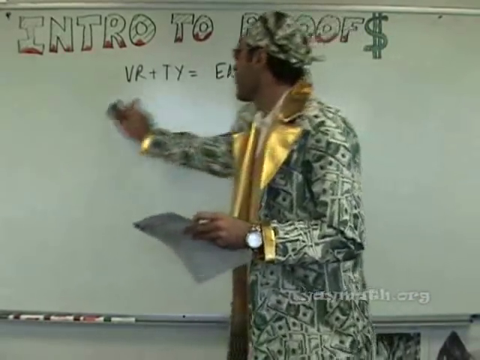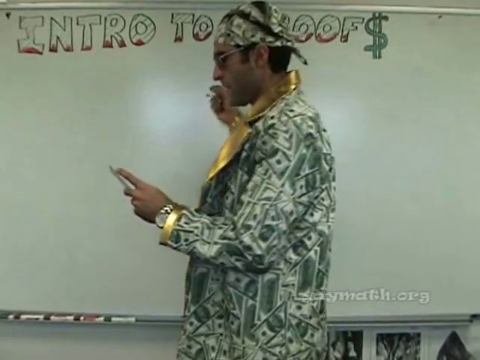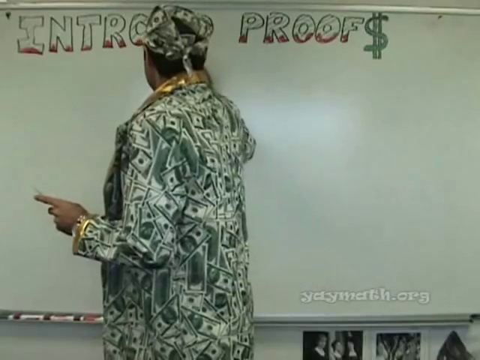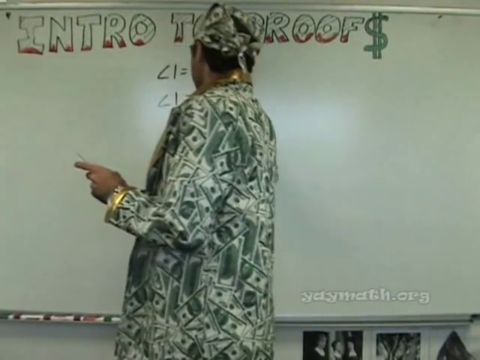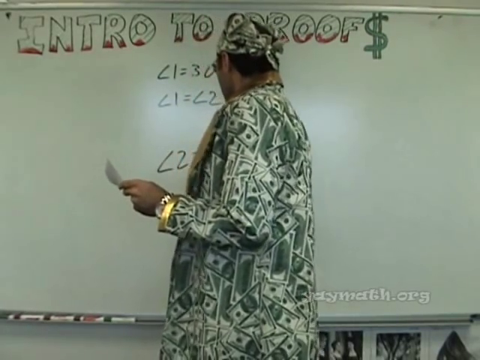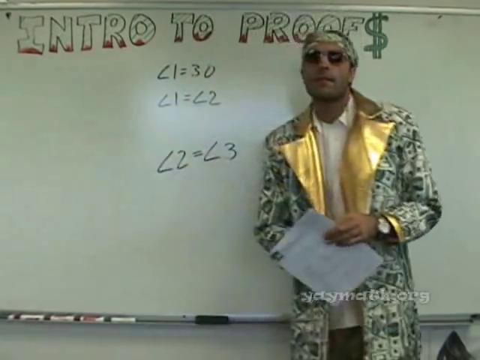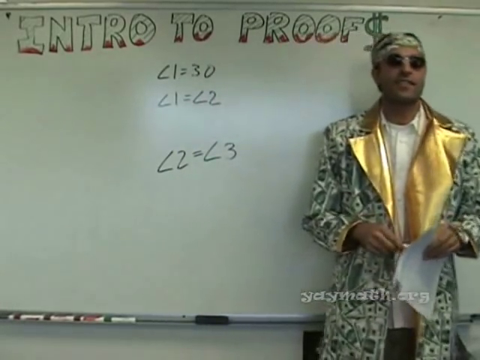Now, one more, and then we'll get right into the proof. We'll do an algebraic proof for the first time. So we have angle 1 equals 30 and angle 1 equals angle 2. Let me ask you a leading question. Why is this not the transitive property?